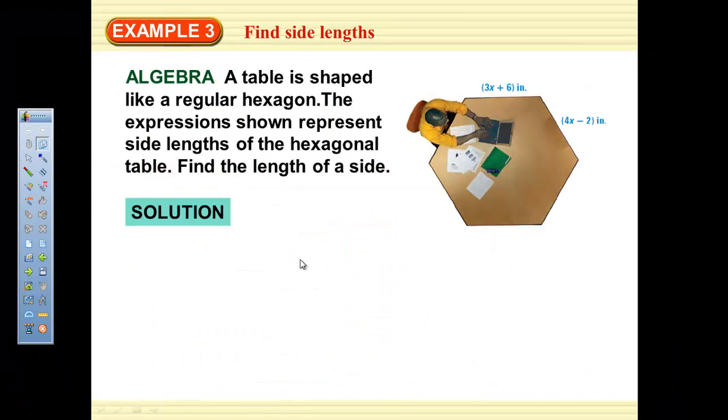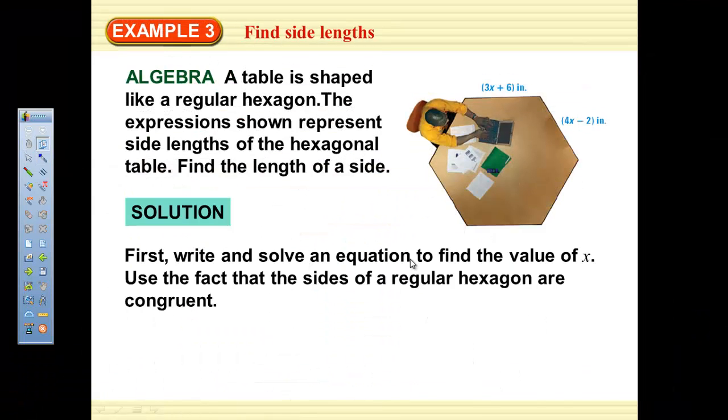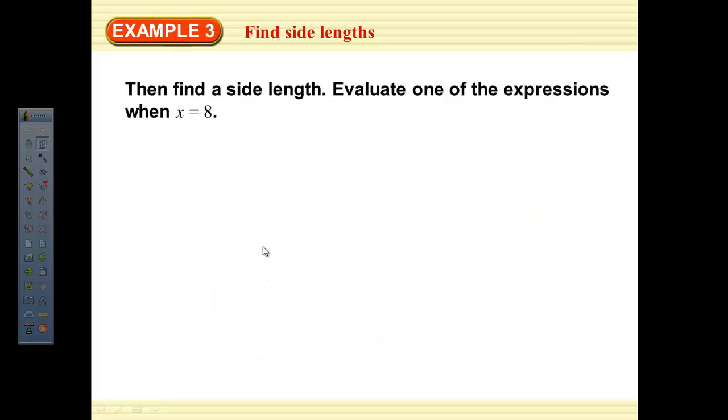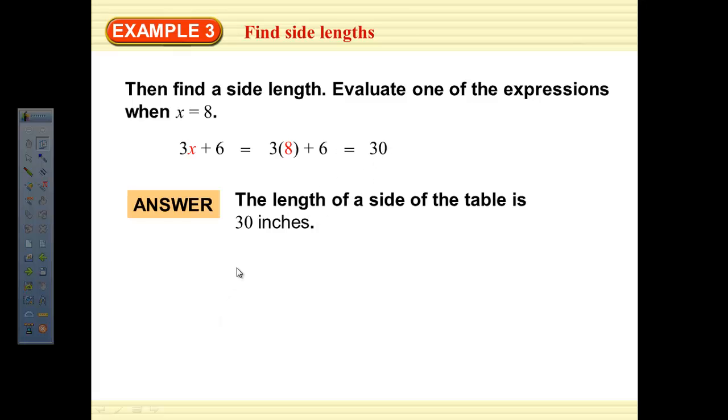So if we look, first we write and solve an equation to find the value of x, and then use the fact that the sides of a regular hexagon are congruent. So we write our equation just like we did before, and we solve for x, and we get x equals 8. Then we take this x equals 8 and we evaluate one of the two expressions. They use the same one I did, and we get a length of 30 inches.